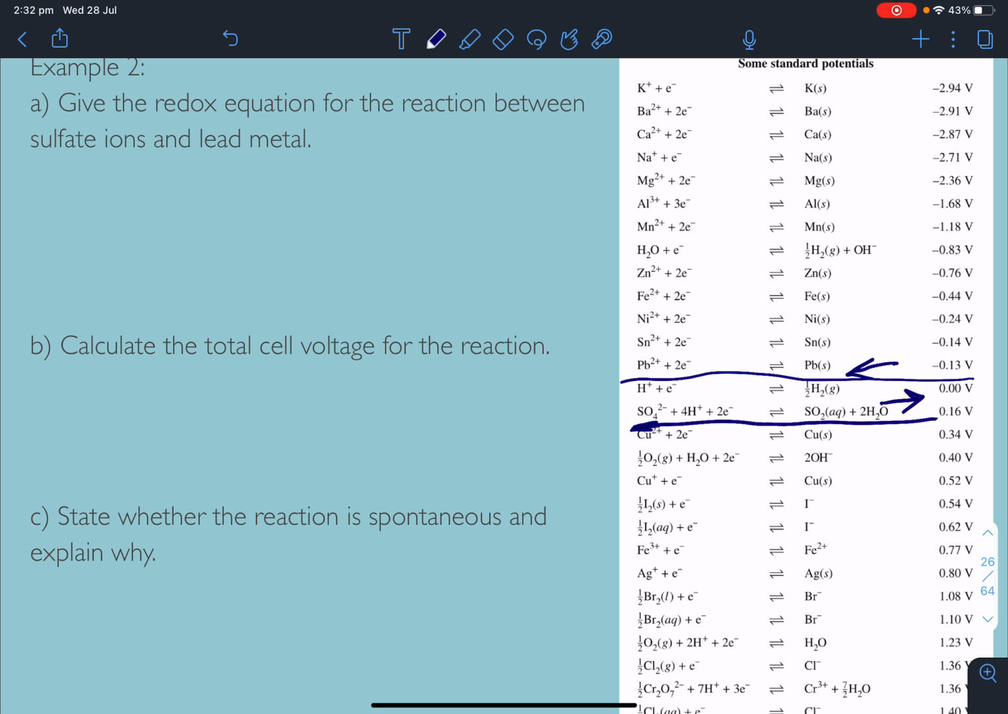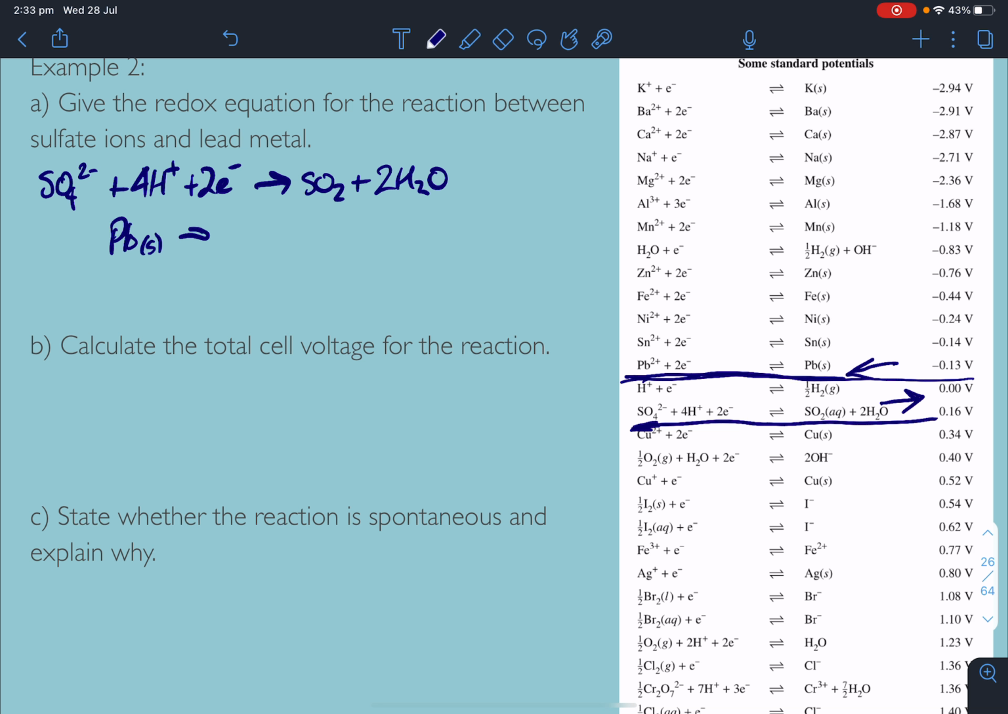So our 2 half equations: we've got our sulfate, and just copying it from the table, our 4H plus and our 2 electrons are going to sulfur dioxide and water. How many? 2, straight from the table, 2 waters. And for our oxidation half, we're just flipping our reaction around the other way. So our lead solid goes to lead 2 plus and 2 electrons.